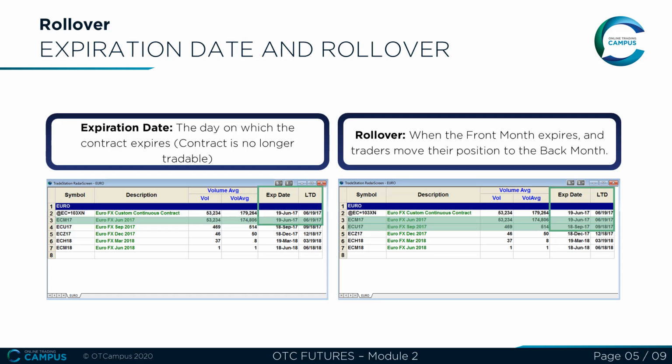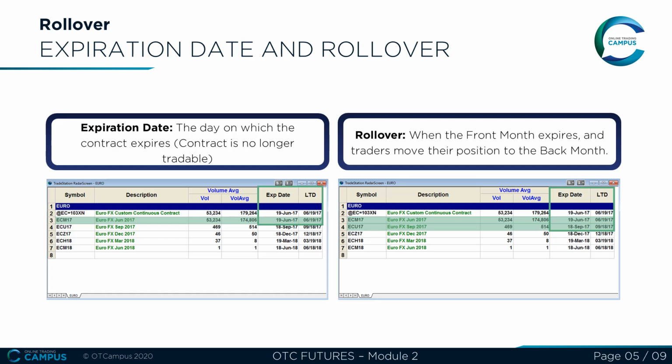On that date, the contract expires and is no longer tradable, so you have to roll over before that date. Again, I want to stress that rollover is not the same as expiration date. Expiration date is a fixed date and rollover is a process that takes place a couple of days before expiry.